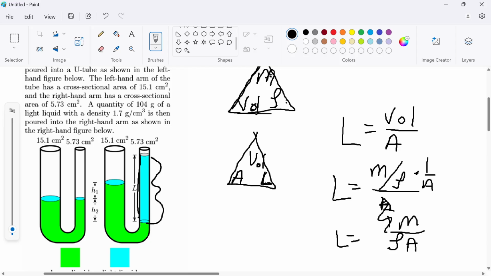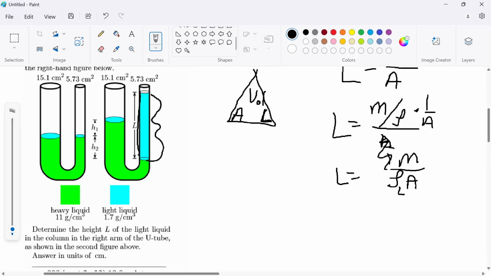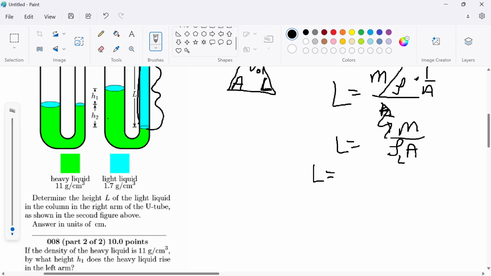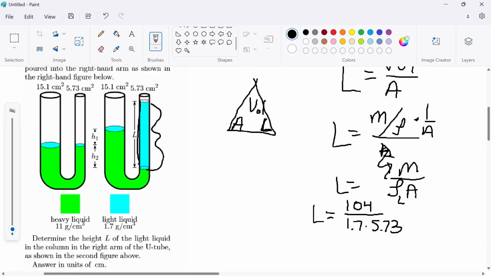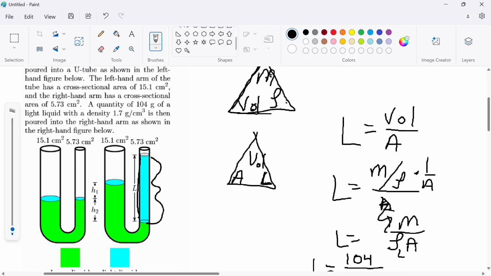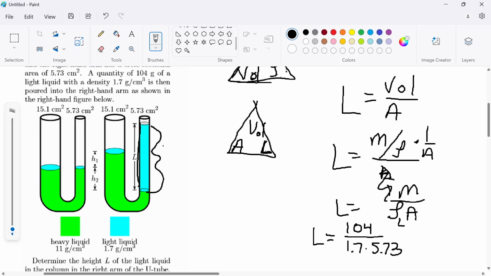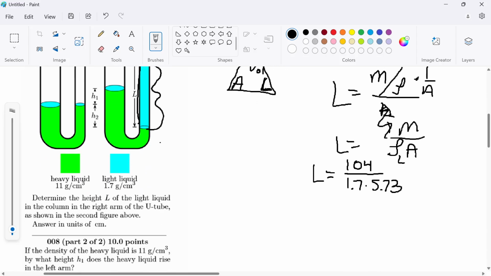And this is, by the way, the density of the light liquid, because that's what's going on. So now I can find the L. The length equals the mass of the light liquid, 104 grams, divided by the density of the light liquid, 1.7, times the area that it's occupying, 5.73. I'm just going to make sure the units are consistent. It's 104 grams, square centimeters, grams per cubic centimeter. All my units are consistent. So that's the exact value.